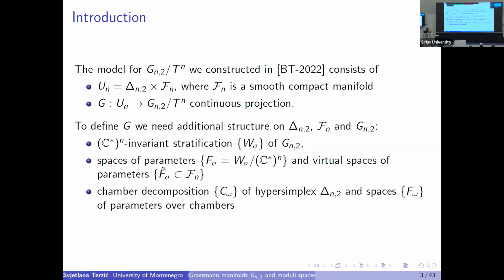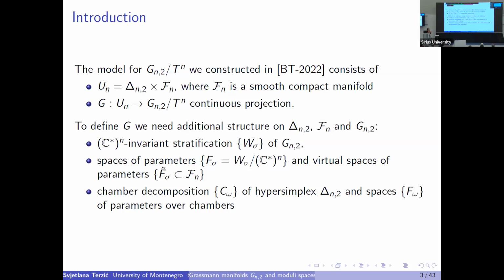In our paper, which I referenced above, we constructed a model for the orbit space Gn2 by Tn. I'm going to speak about it later in more detail, but just to overview: our model is a topological space Un, which is the product of the hypersimplex delta n2 and some smooth compact manifold, with a continuous projection from this space Un to the orbit space of the Grassmann manifold.